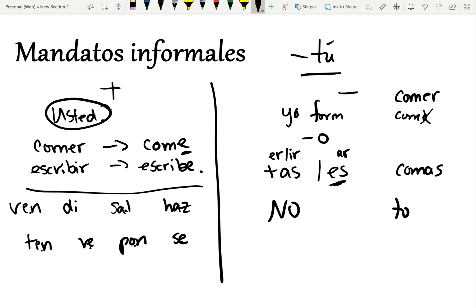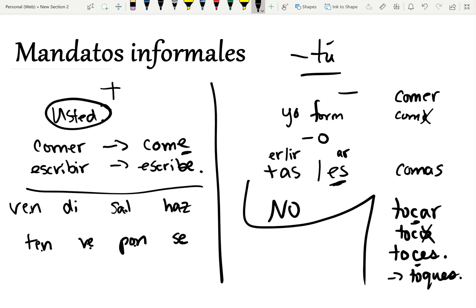Let's go with tocar. Don't touch my stuff. So we're going to go with toco. We're going to take off the o, and we're going to add the opposite ending, es. But how is that pronounced? Well, that's toces, right? Which doesn't sound like the original hard C. And you remember what we had to do in the preterite when we had this car verb? We had to change it to a qu. And we have to do the exact same thing here. No toques. Cool. So that's not too bad, right? It's following the same pattern as before.